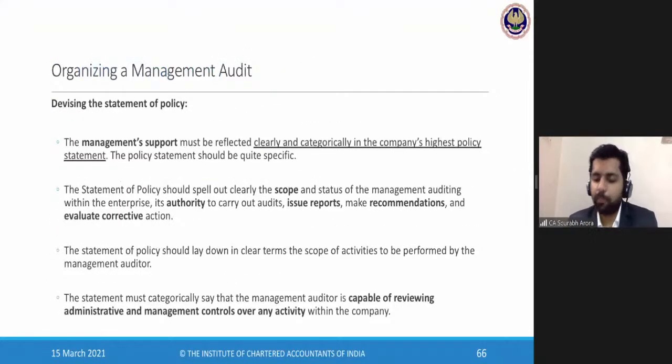So, a statement of policy should be prepared by the management, and the management support should be reflected in that. So, what is the reason for this statement of policy in management audit, but there is no statement of policy in internal audit? Why is it so? Can anyone answer? Why do we require a statement of policy in case of management audit, but not in case of internal audit?